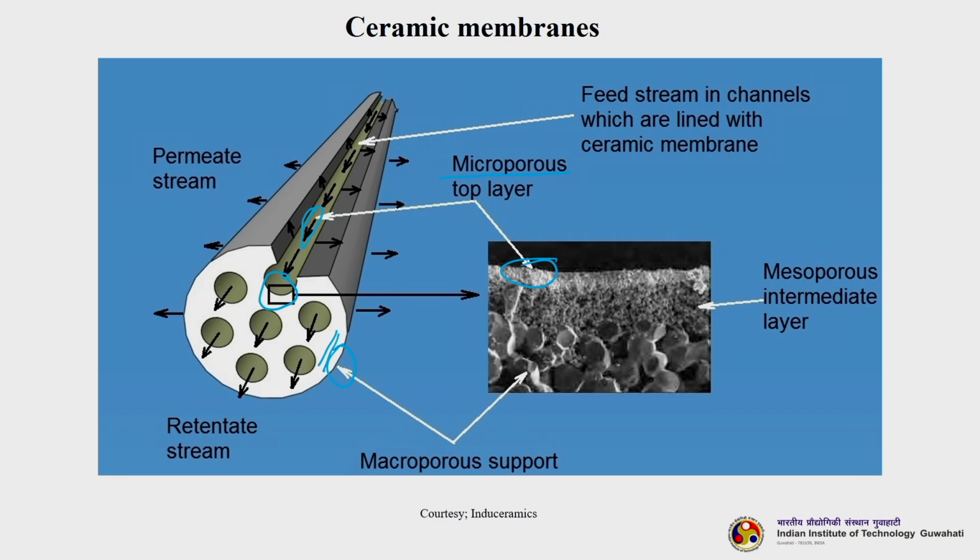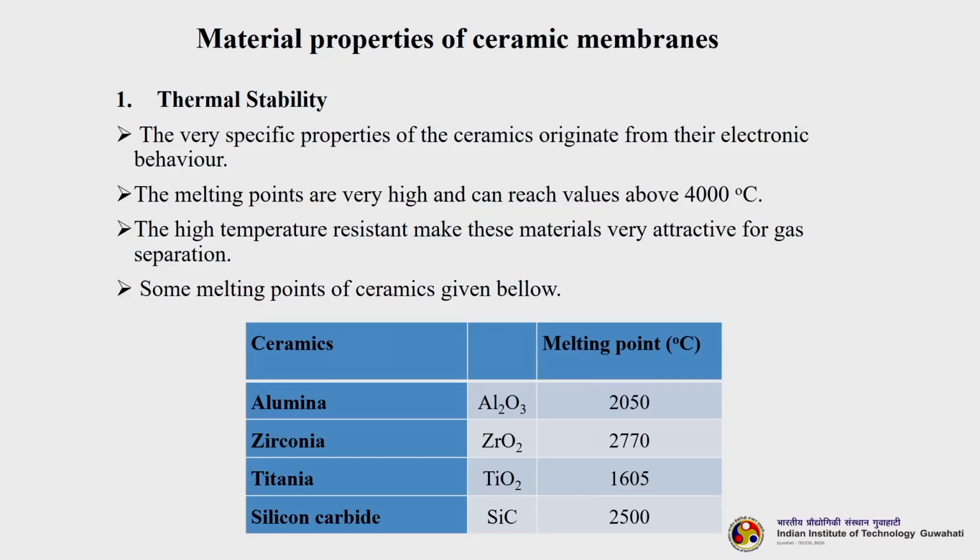So, the feed is flowing inside this hollow fiber tube. You can send feed from this side, and you can see it flowing inside the tubes, and permeate is getting out here, and you get the retentate coming directly from inside. So, the feed is flowing in the lumen of the hollow ceramic membranes, and the permeate is coming out through the macroporous support layer here. So, let us quickly go through the material properties of the ceramic membranes.